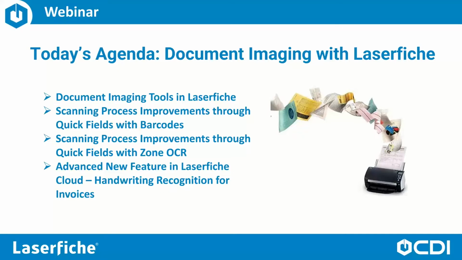We're going to talk about scanning process improvements through Quick Fields, Laserfiche Quick Fields with barcode recognition. Additionally, we're going to talk about scanning process improvements through Quick Fields and zonal OCR, letting us read specific zones in a document to identify that document and pull in specific metadata from that document into Laserfiche. And finally, we're going to take a look at some advanced new features in Laserfiche Cloud. Specifically today, we're going to focus on handwriting recognition for invoices. This is part of the Smart Invoice Capture profile in Laserfiche.